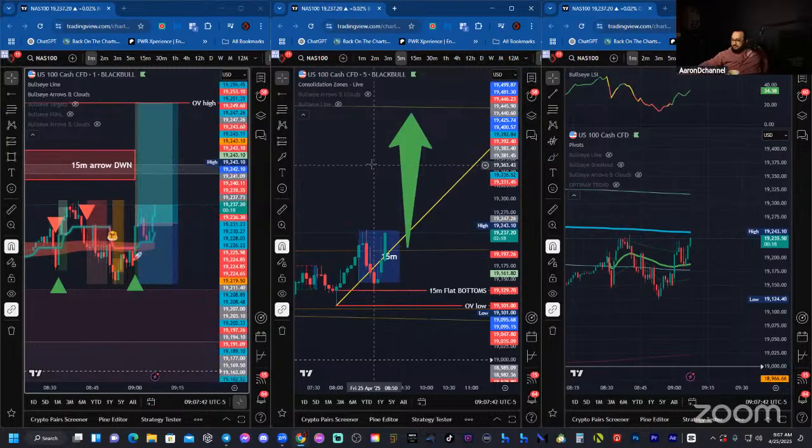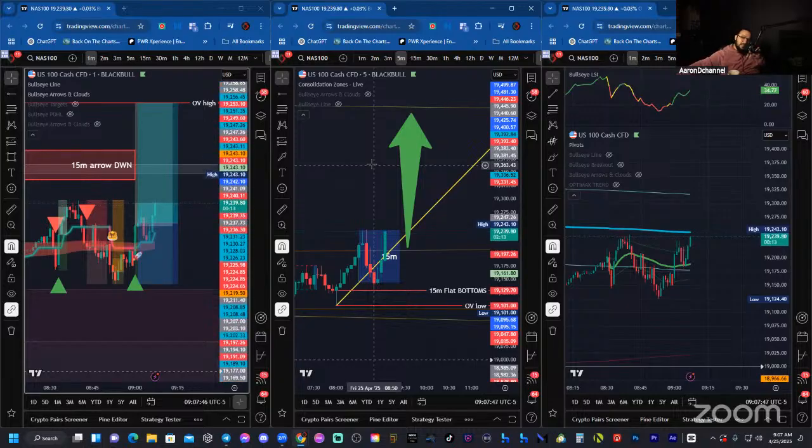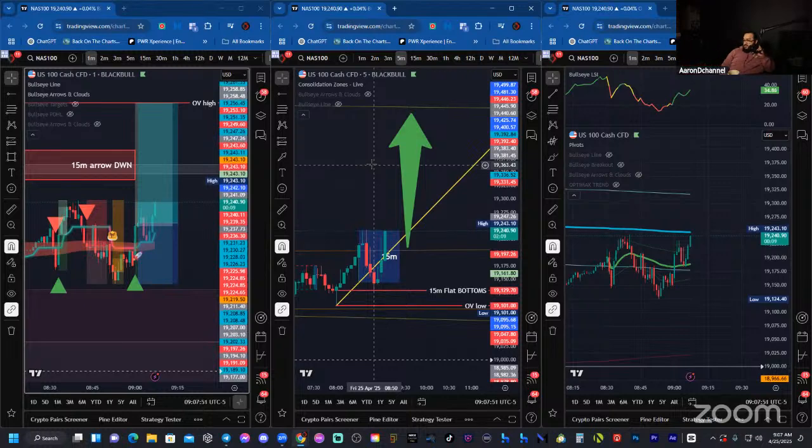Let's go. If you took that green arrow up or the rocket up, congratulations, you're in profit. You can take profit whenever you see a reason to take profit. We're at the top of the 15-minute range. I don't want to get caught in no chop, so I will take some off here.